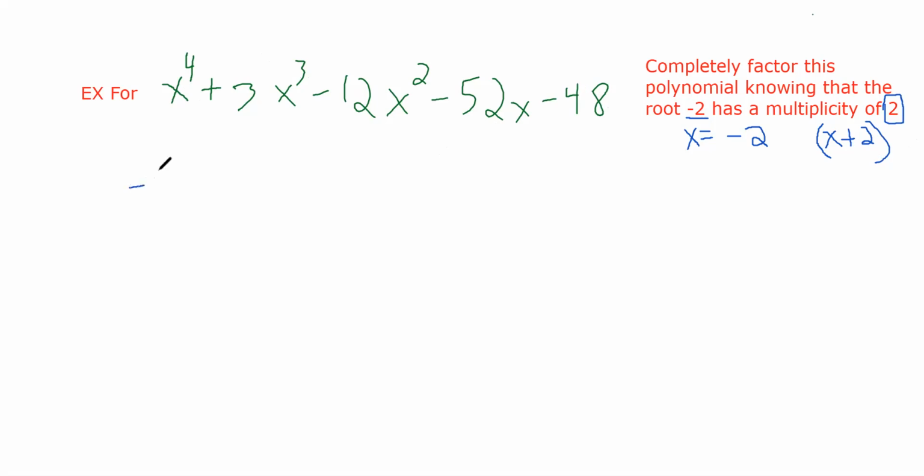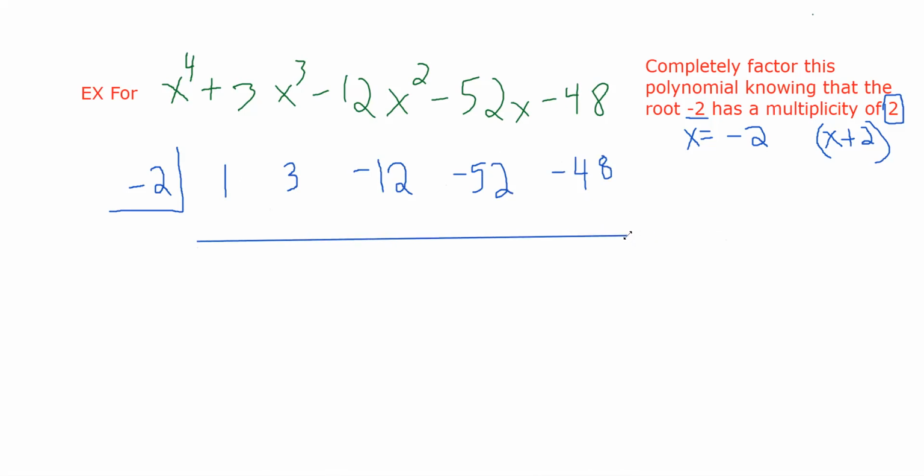So remember, for the synthetic division, we put the root itself, -2, in this upper left corner. Then we write out the coefficients of this 4th degree polynomial with some spacing in between: 1, 3, -12, -52, -48. There we go, nice spacing. Put a nice line here. And now we go about it.